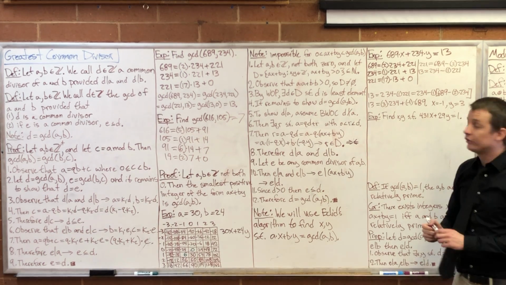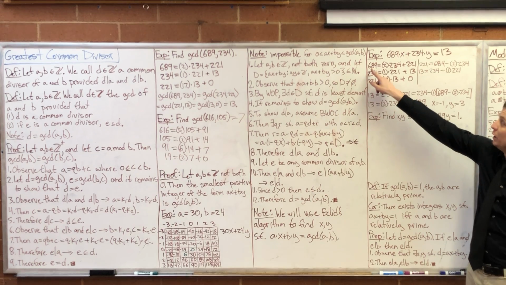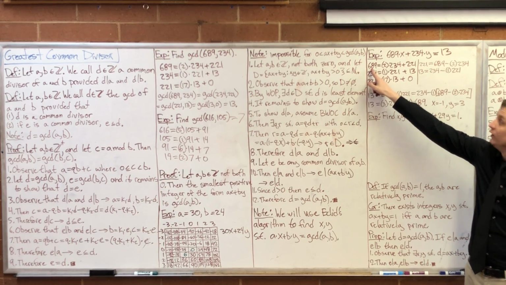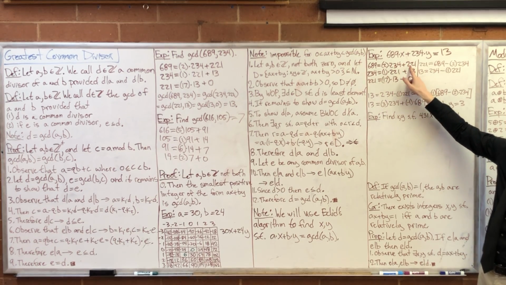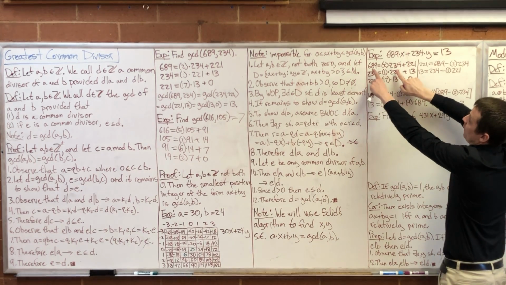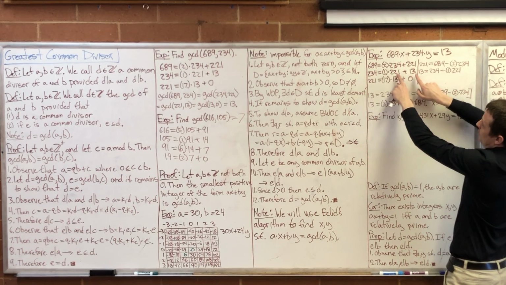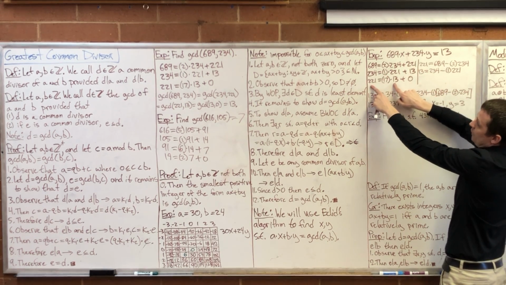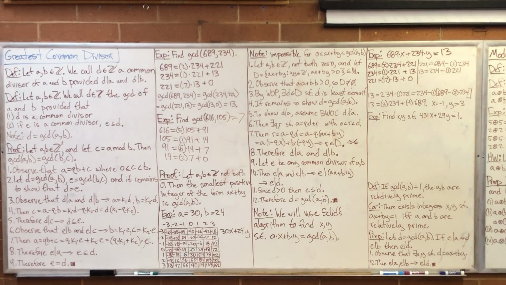Mm-hmm. First thing we do is exactly like what we did over there. We find the GCD. So 689 is equal to 2 times 234 plus 221. So the GCD of these two numbers is the same as the GCD of the next two numbers, and so on, down to the GCD, which is 13. Same thing we did over there.